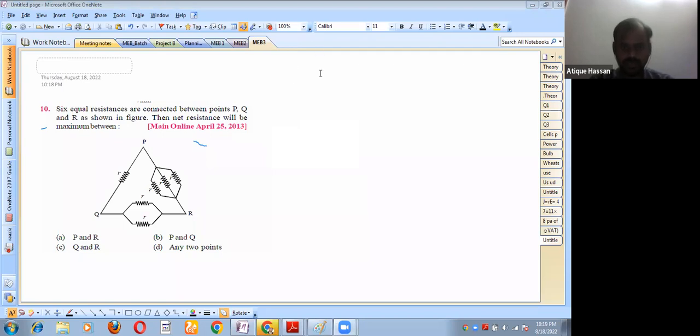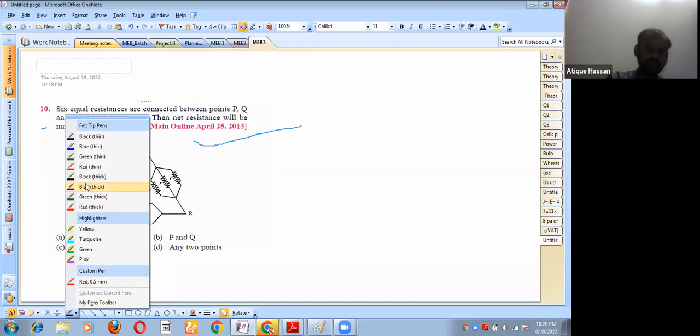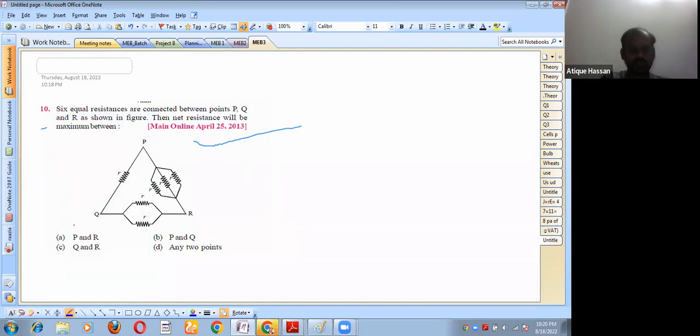Krishna got B. Anyone else? So the question says 6 equal resistors are connected between points P, Q and R. There are 6 resistors, right? The net resistance will be maximum between. So we have to see different combinations so that the resistance becomes maximum. So we will go by options and eliminate the wrong options. So first, option A says P and R.